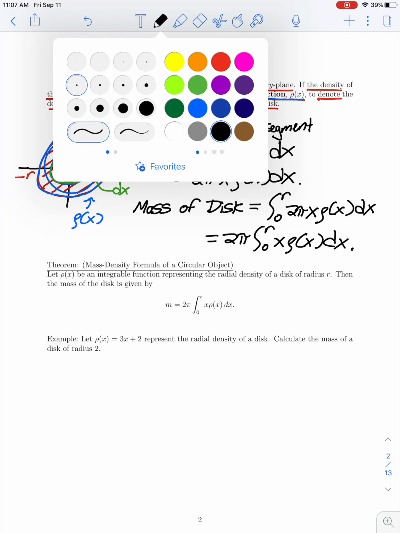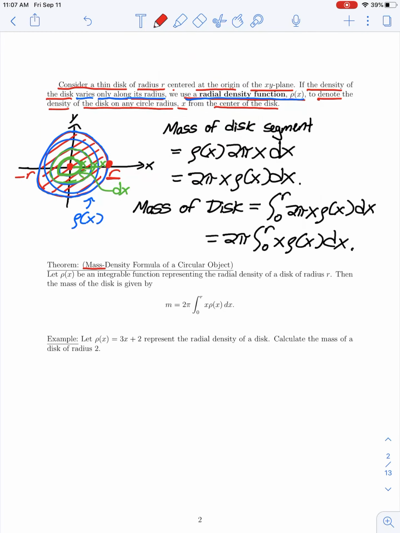So then we arrive at the following theorem, which is a mass density formula of a circular object. So here, let rho of x be an integrable function which represents the radial density of a disk of radius r. So then the mass of this disk is given by the integral of 2 pi x rho of x dx over the interval from x equals 0 to r.